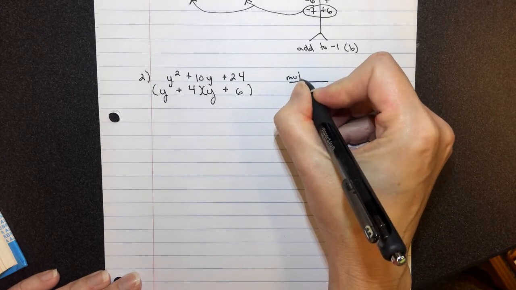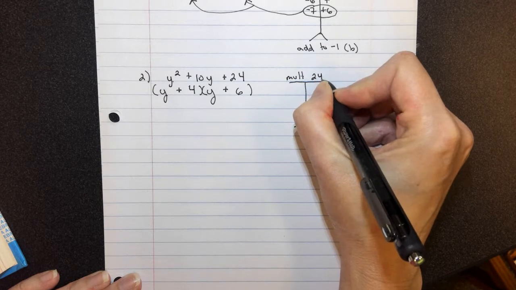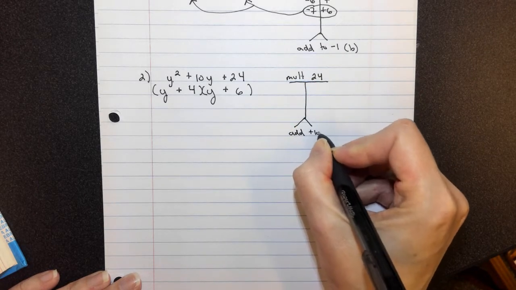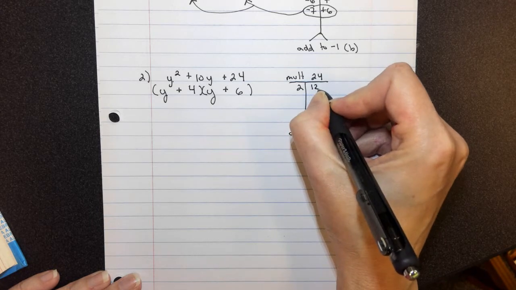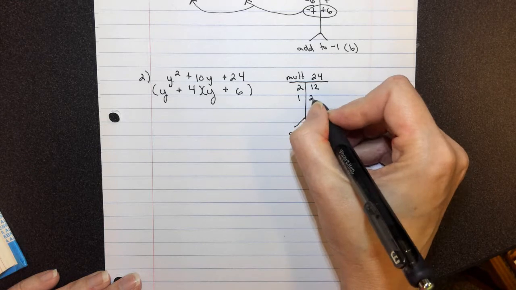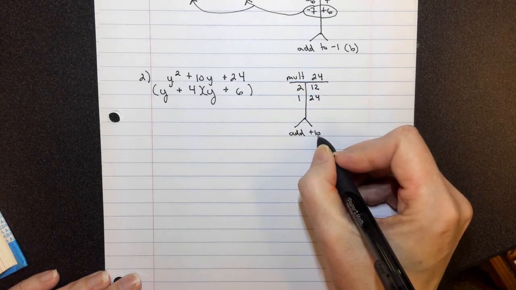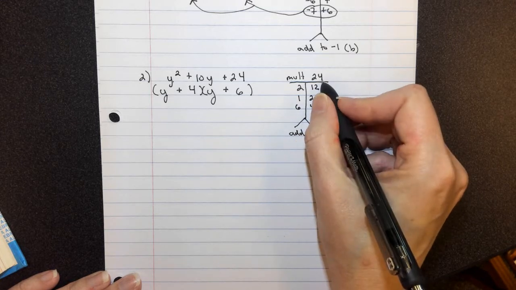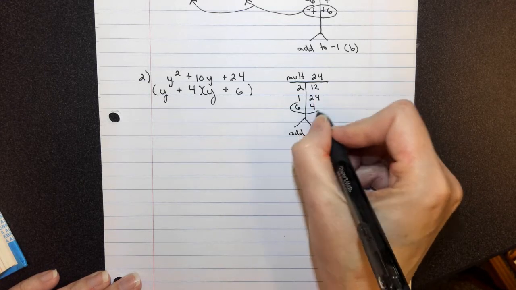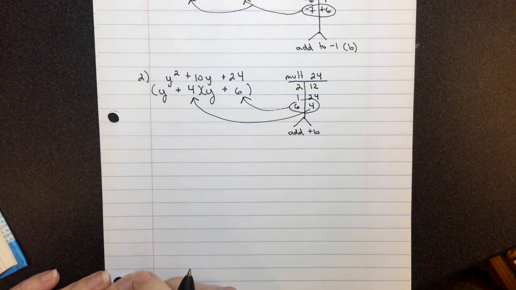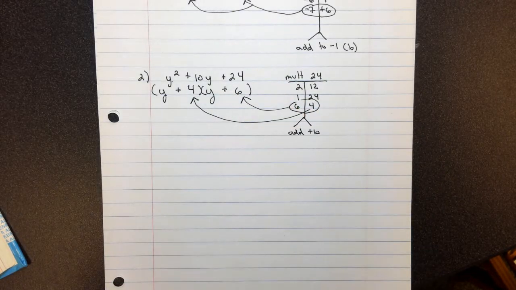Again, you can do this over here. I'm multiplying to 24. I'm adding to a positive 10. 2 times 12 is 24, but doesn't add to 10. 1 and 24 multiplies to 24, does not add to 10. 6 and 4 multiplies to 24, it does add to 10. So 6, 4. Those are when a is 1, and those are very straightforward problems.